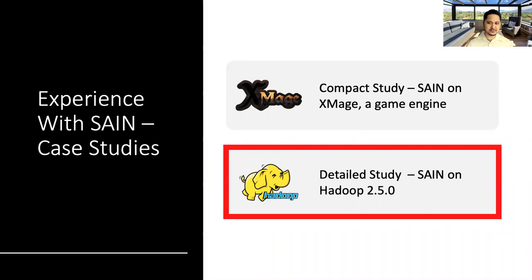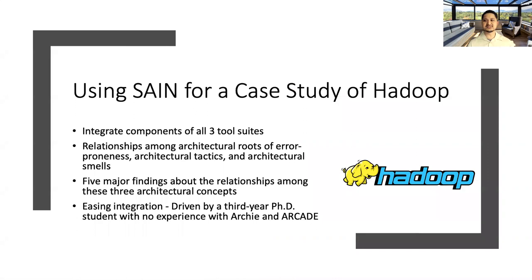For this study, we integrated components from all three tool suites that are currently included in SAIN. More specifically, we used those components to study relationships among architectural roots of error proneness, architectural tactics, and architectural smells. We discussed five major findings related to those three architectural concepts whose details we highly encourage you to examine in the paper. This study was driven by a third-year PhD student with no experience with Archie or Arcade.